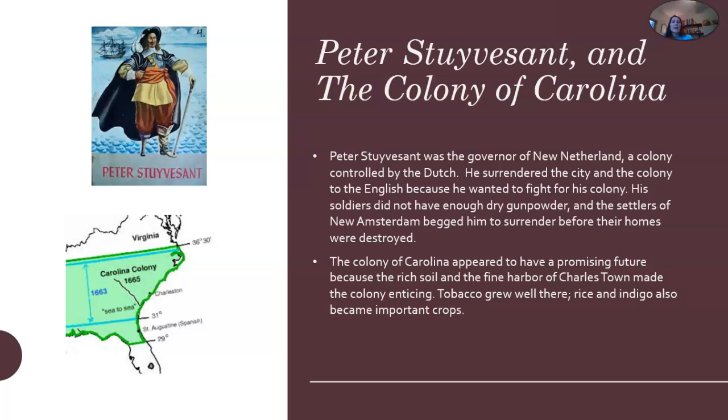Peter Stuyvesant and the colony of Carolina. Peter Stuyvesant was the governor of New Netherland, a colony controlled by the Dutch. He surrendered the city and the colony to the English even though he wanted to fight for his colony. His soldiers did not have enough dry gunpowder, and the settlers of New Amsterdam begged him to surrender before their homes were destroyed. The colony of Carolina appeared to have a promising future because the rich soil and fine harbor of Charlestown made the colony enticing. Tobacco grew well there. Rice and indigo also became important crops.